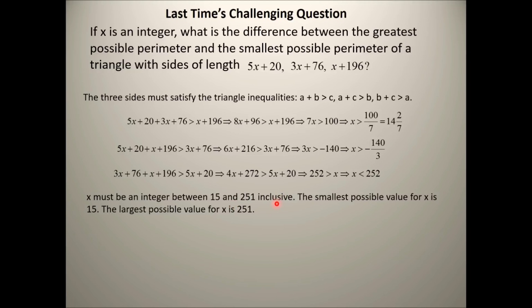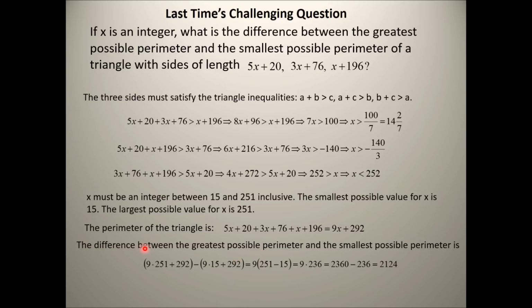Now, to get the largest possible perimeter, we just take the largest value of x. And the same applies to the smallest value of x and the smallest possible perimeter. So the smallest possible value for x is 15, and the largest possible value for x is 251. Now, before we go ahead and input x in these lengths, we can go ahead and simplify the perimeter of the triangle. So when we add these three lengths, it's the same as saying 9x plus 292, which makes the math a lot easier.